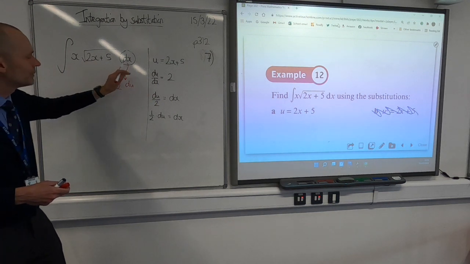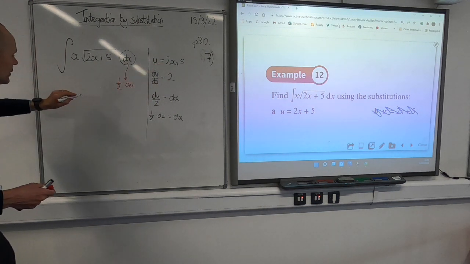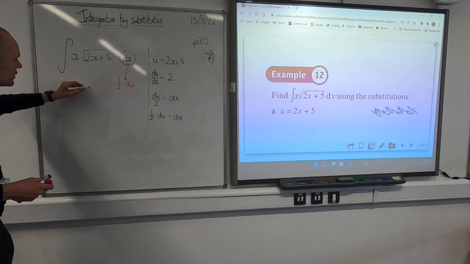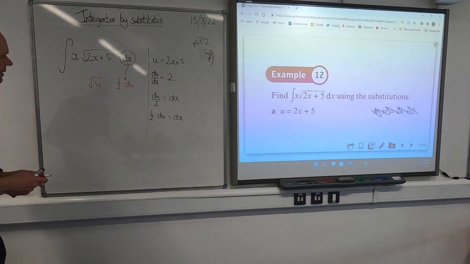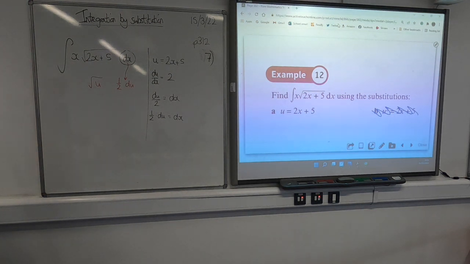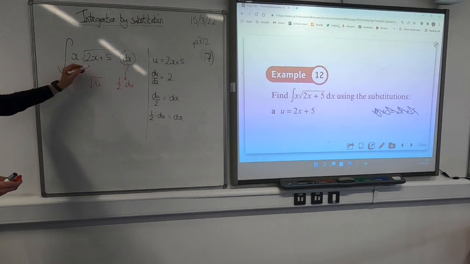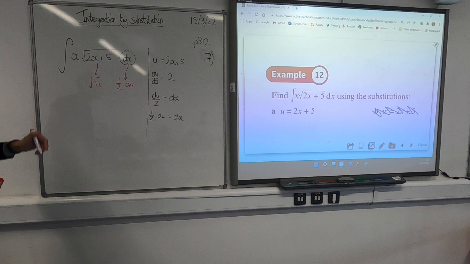The bit under the square root sign, we're saying that's now equal to u, so that's going to be the square root of u. And in a minute I'm going to rewrite that as u to the half. You may already choose to do that straight away. Got to replace this x here.